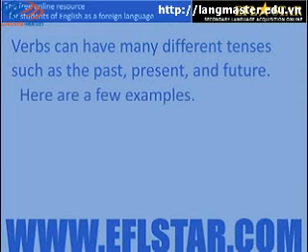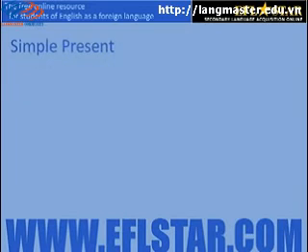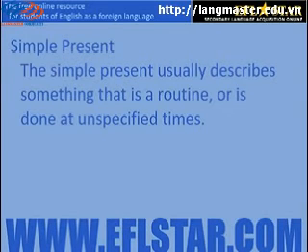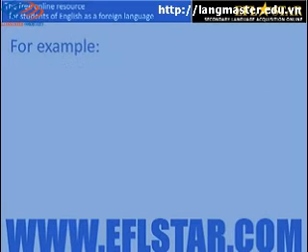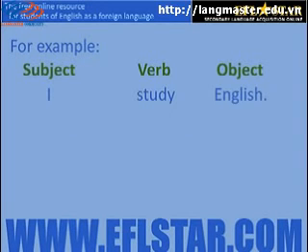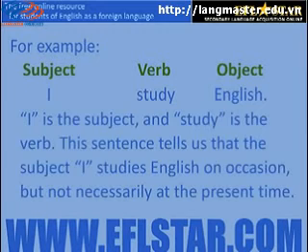Here are a few examples. Simple present. The simple present usually describes something that is a routine or is done at unspecified times. For example, I study English. I is the subject and study is the verb. This sentence tells us that the subject, I, studies English on occasion, but not necessarily at the present time.